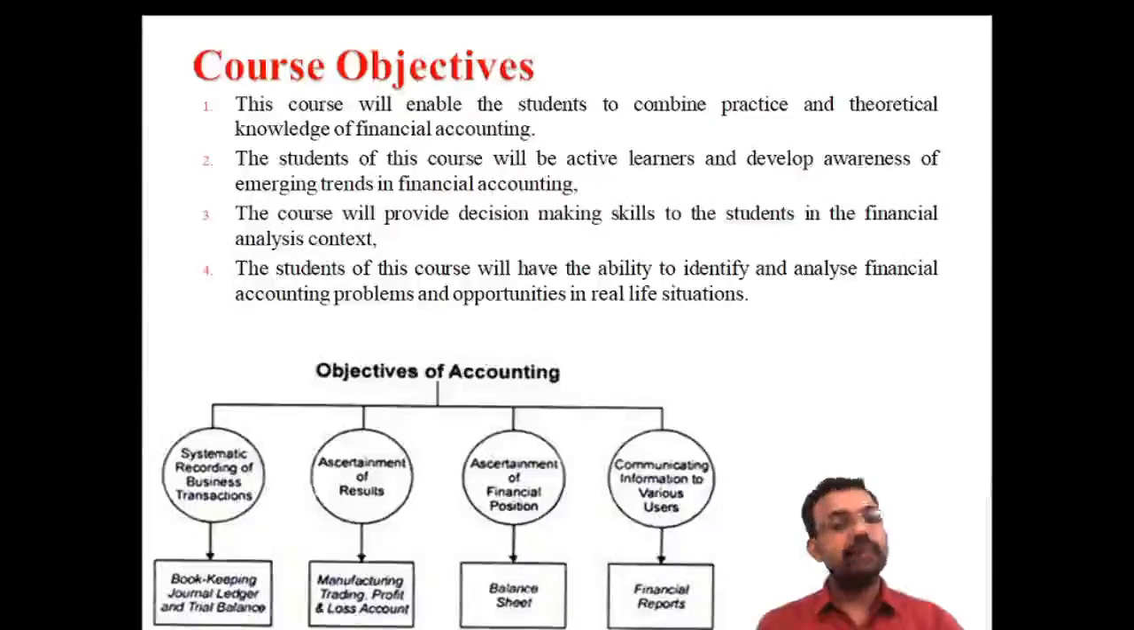The third one: the course will provide decision making skills to the students in the financial analysis context. That is one of the important objectives, making students capable in the financial context. The fourth one: students of this course will have the ability to identify and analyze financial accounting problems and opportunities in real life situations, and how to solve them. This is an important objective. That means how to prepare accounting transactions, accounting reports, the journal and ledger, all the important elements of financial accounting.